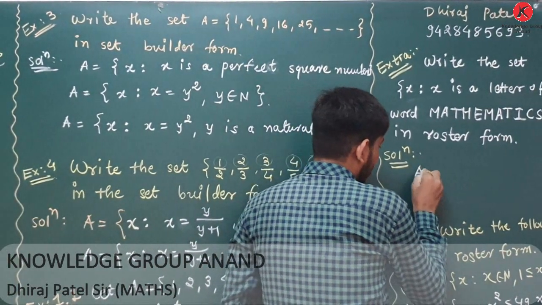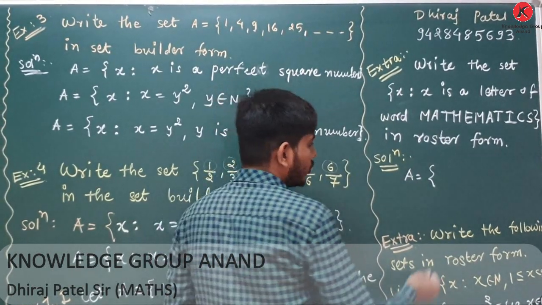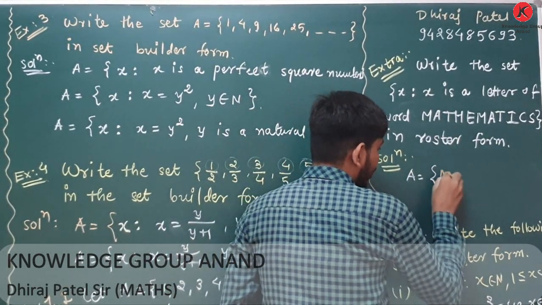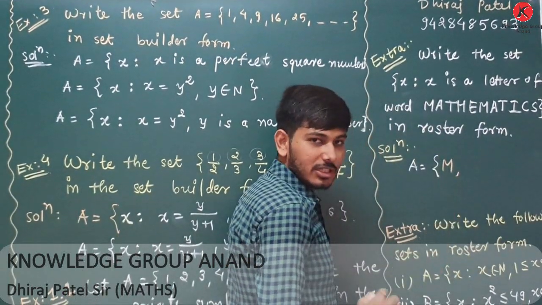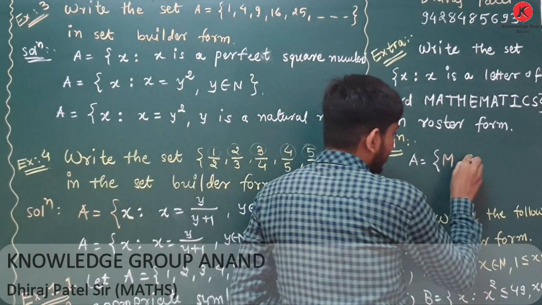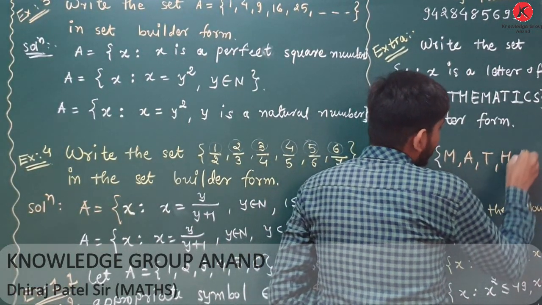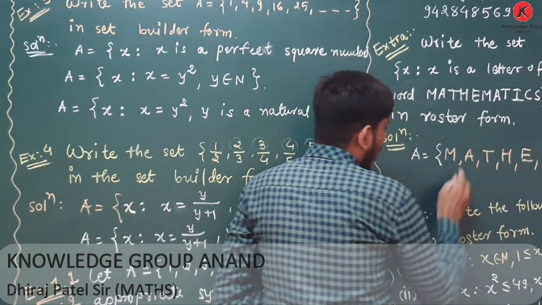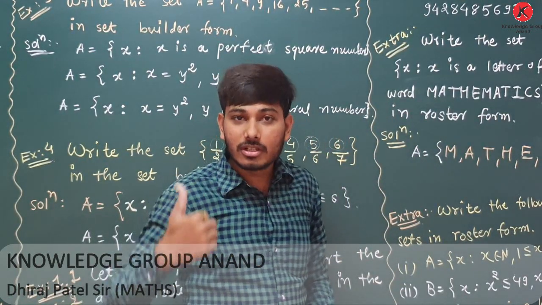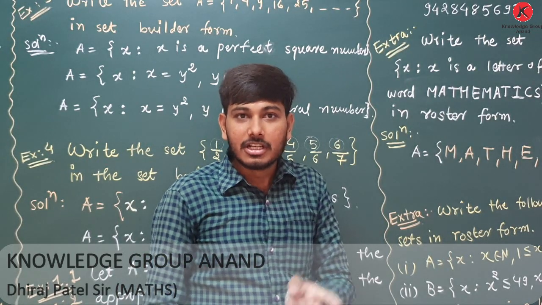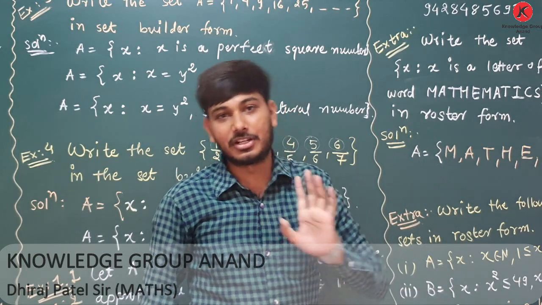Set A equals to, first of all give the name. Set A equals to, so start with the first letter M. We know that comma is for the different elements: M, A, T, H, E, M. We can't write the element a second time for the roster form. This is the important condition.